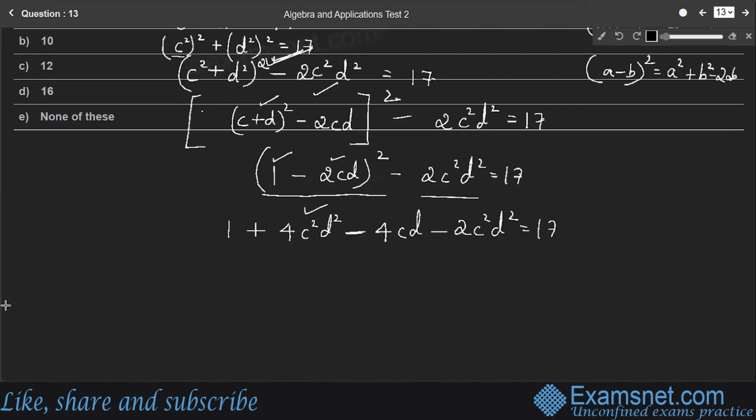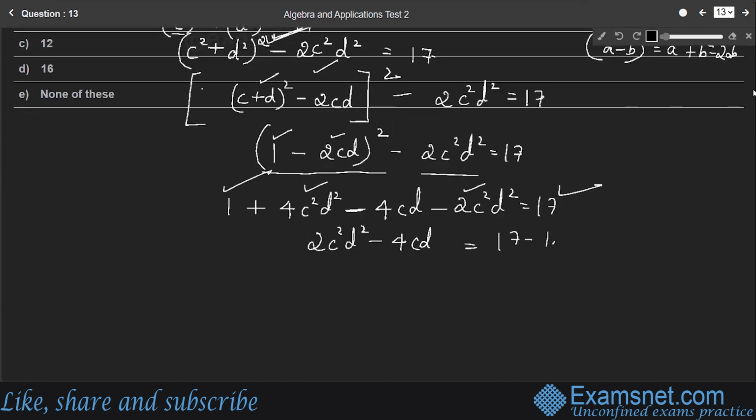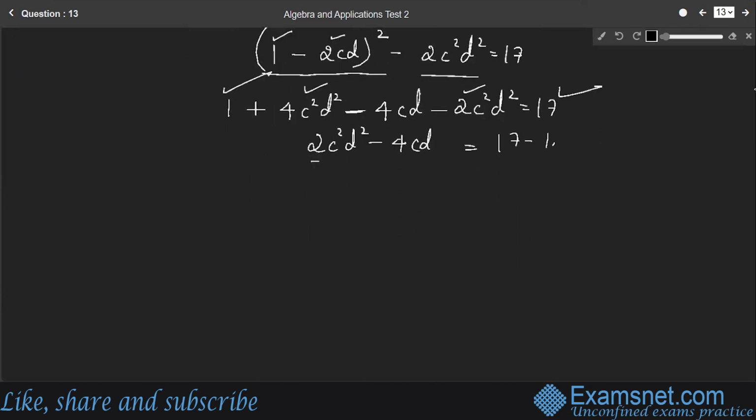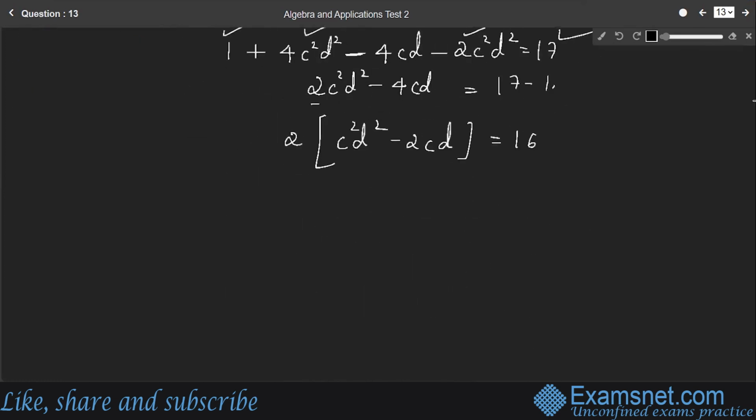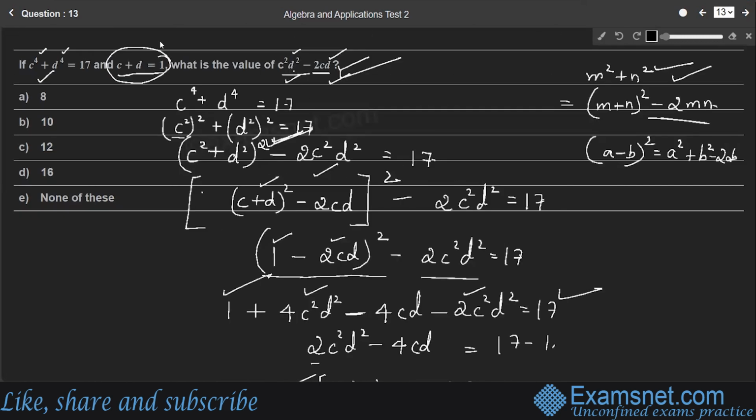Here 4c square d square minus 2c square d square is 2 times c square d square, minus 4cd is equal to 17 minus 1. Take this 1 to the RHS part. Therefore, here we'll take 2 as common. So c square d square minus 2cd is equal to 16. The question asks for c square d square minus 2cd, so it is equal to 16 divided by 2, which is 8. Looking at the options, option A is the right answer. The answer is 8, right?